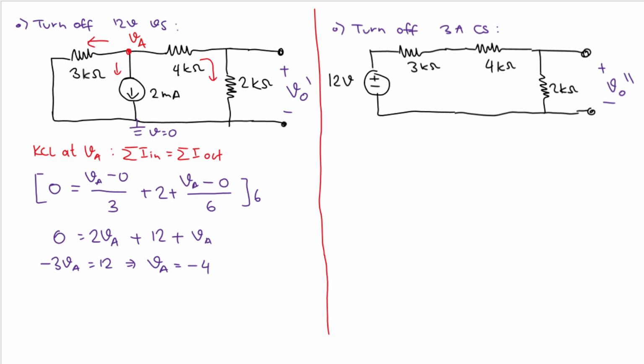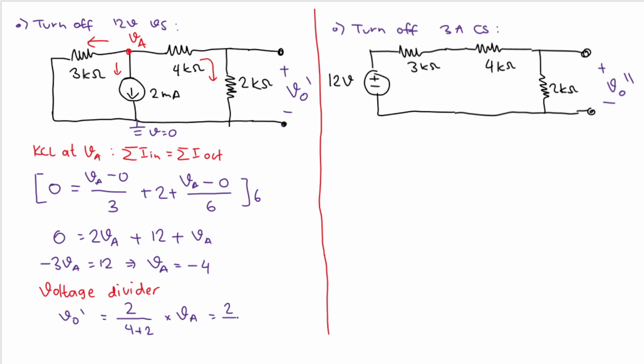We need to find out V0 prime. We just use voltage divider, right? Voltage divider. So what is V0 prime? V0 prime is just 2 divided by 4 plus 2, and then multiplied by VA. Right, VA. So let's plug that in.